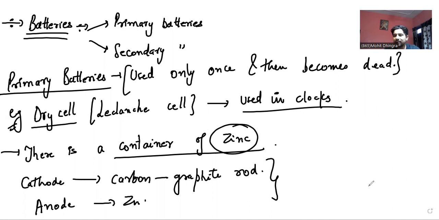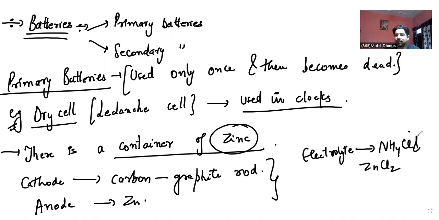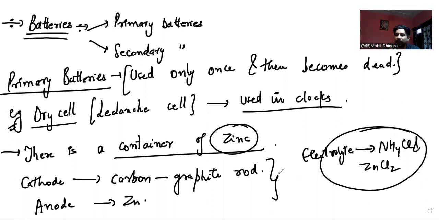In between the anode and cathode, there is an electrolyte. The electrolyte used is ammonium chloride and zinc chloride. This you have to remember, very important. The container is zinc, the cathode is graphite, the anode is zinc, and the electrolyte is ammonium chloride and zinc chloride.